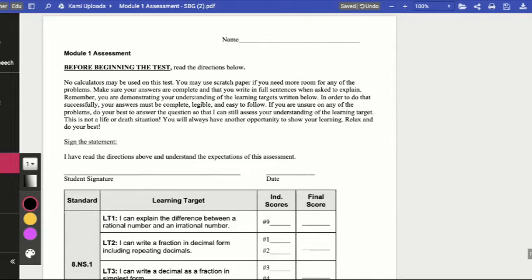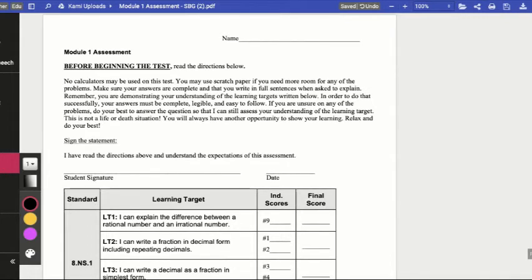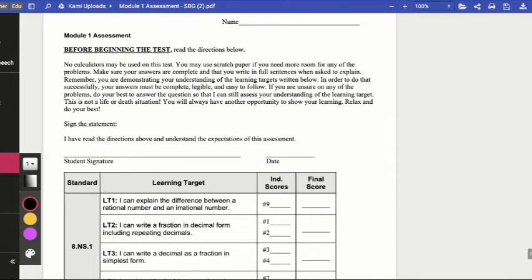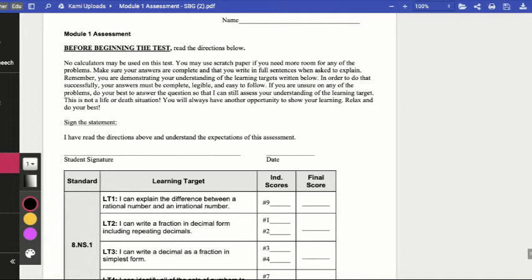Make sure your answers are complete and that you write in full sentences when asked to explain. Remember, you're demonstrating your understanding of the learning targets written below. In order to do that successfully, your answers must be complete, legible, and easy to follow. If you are unsure on any of the problems, do your best to answer the question so that I can still assess your understanding of the learning target. This is not a life or death situation. You will always have another opportunity to show your learning. Relax and do your best.